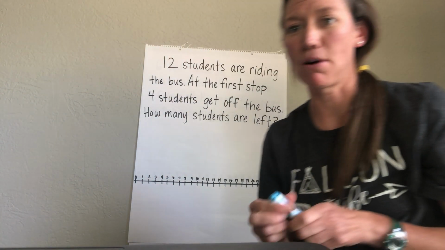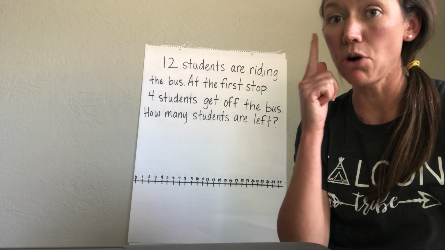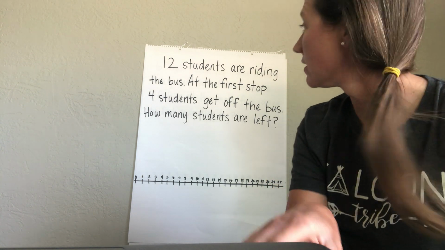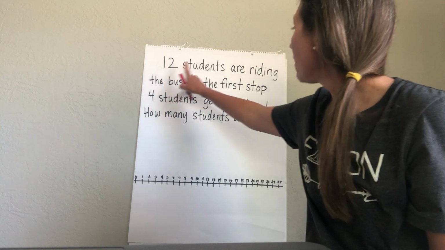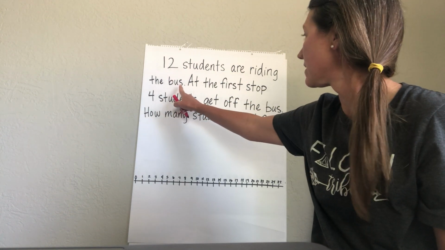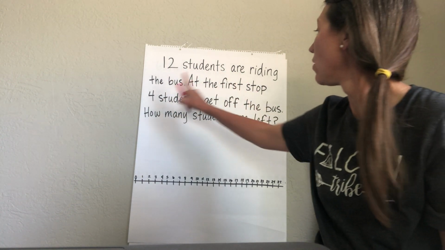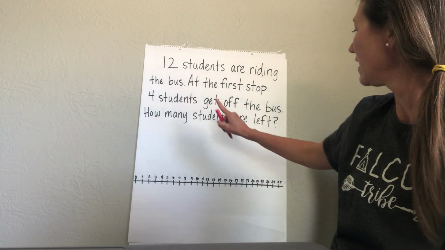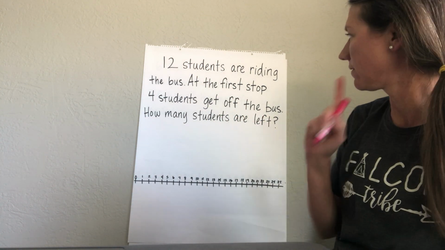Okay, here's our next problem. I'm going to read it out loud. Remember, we're going to look for what we know. We're going to listen for clue words. So this one says, 12 students are riding the bus. At the first stop, 4 students get off the bus. How many students are left?